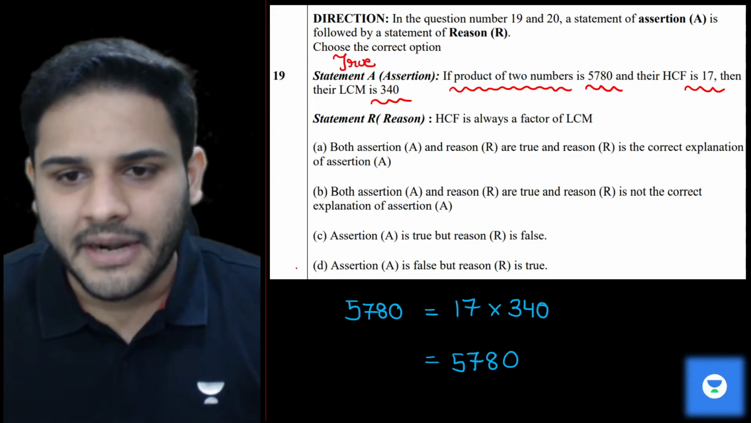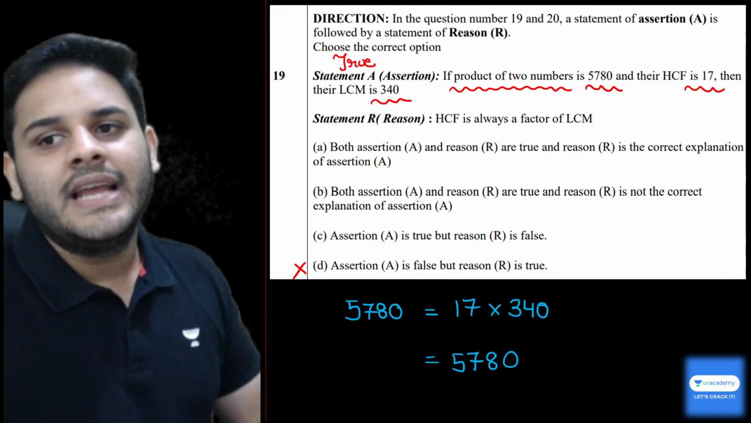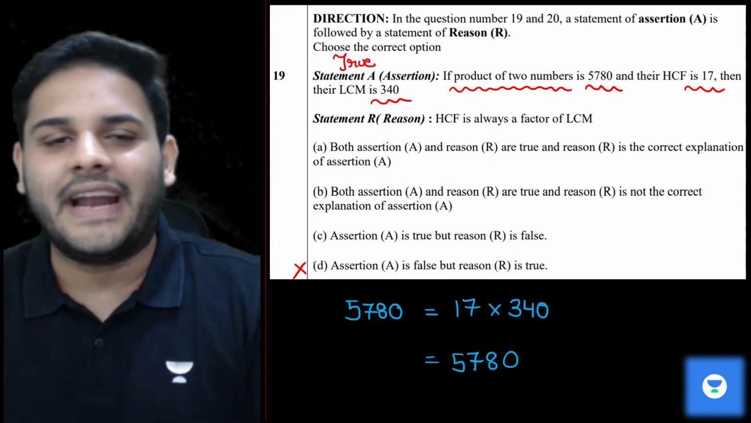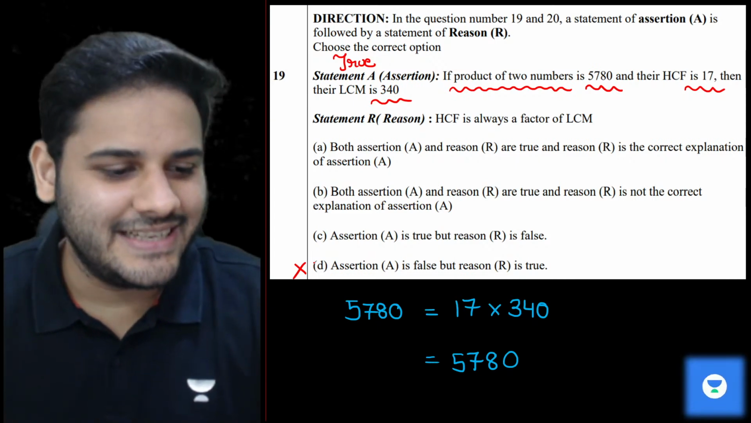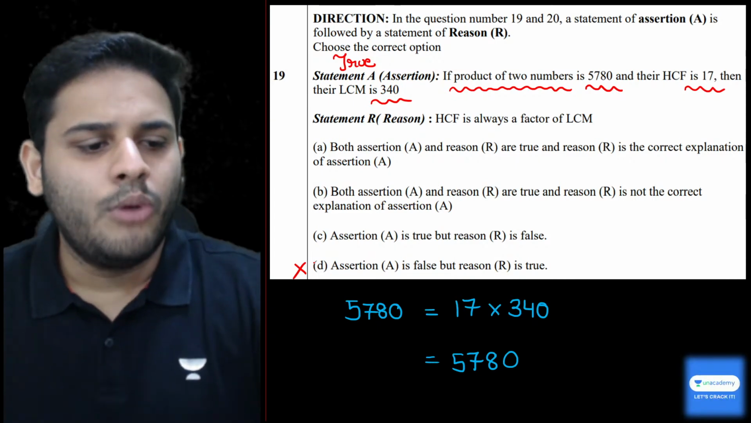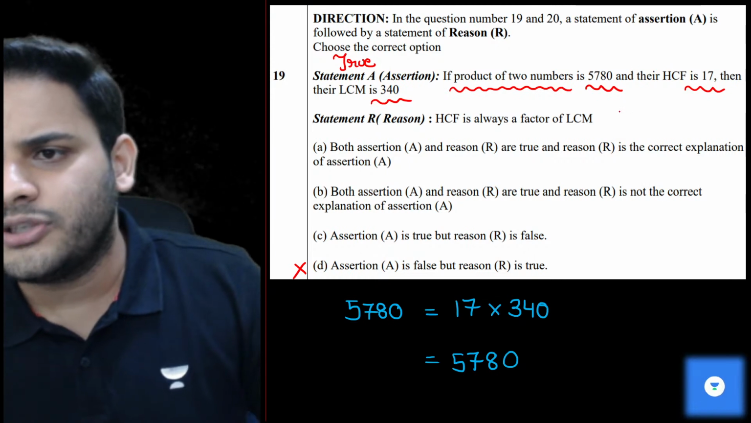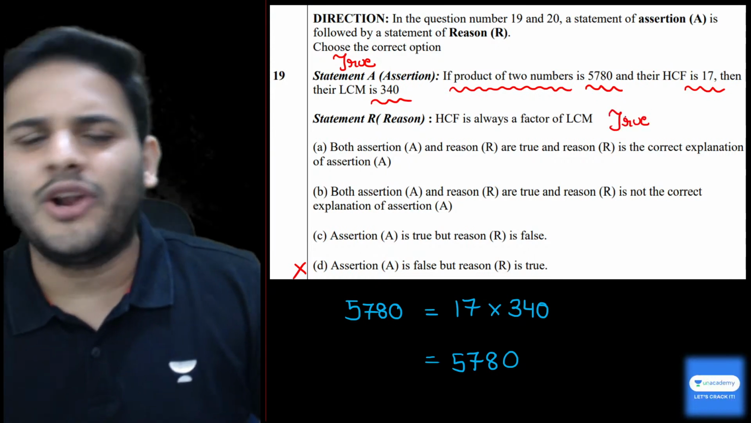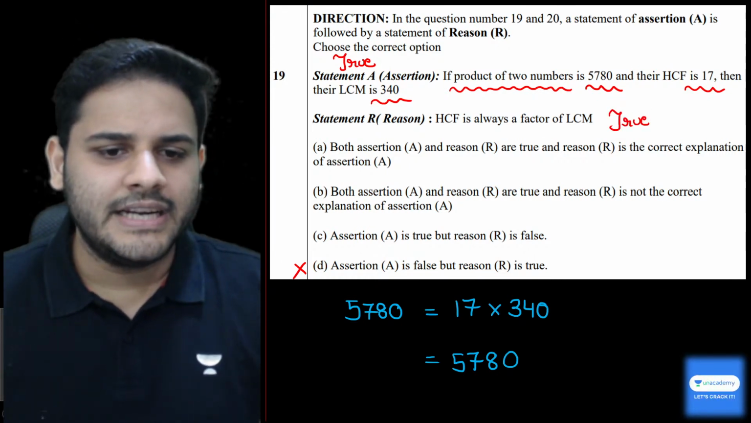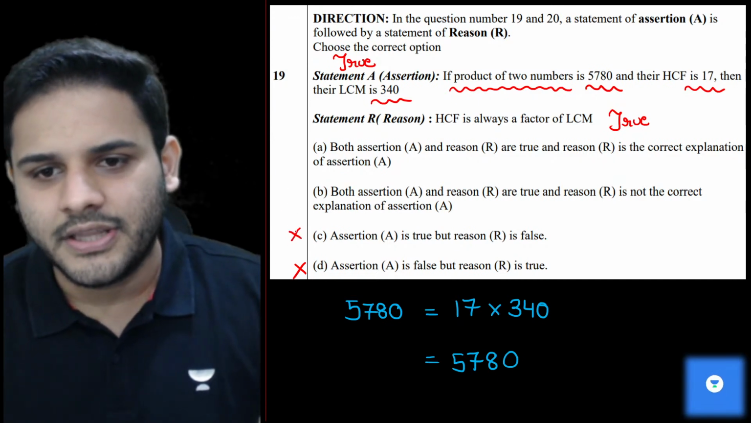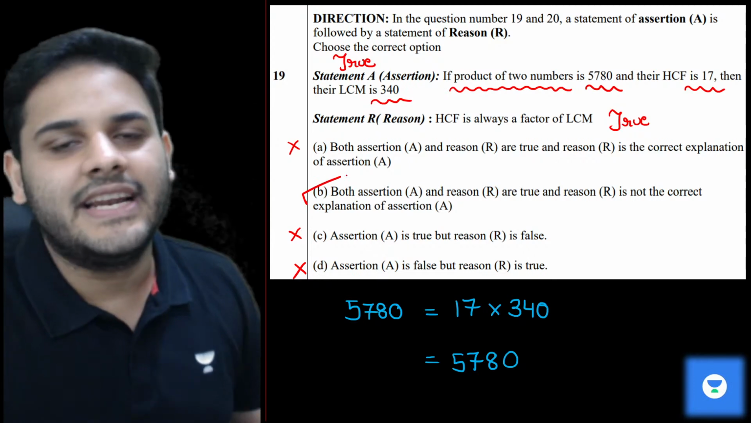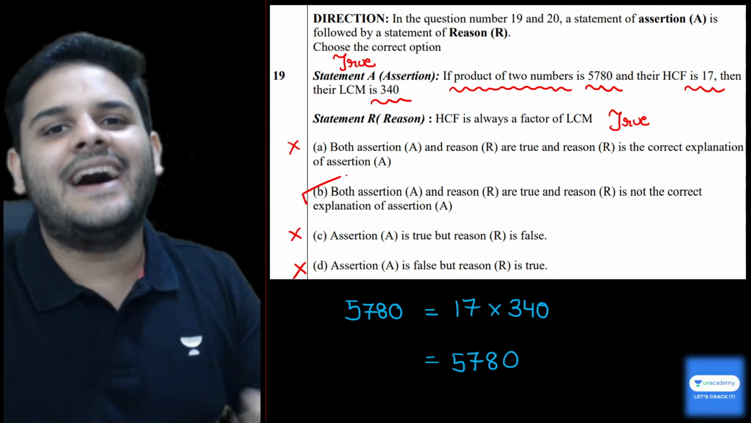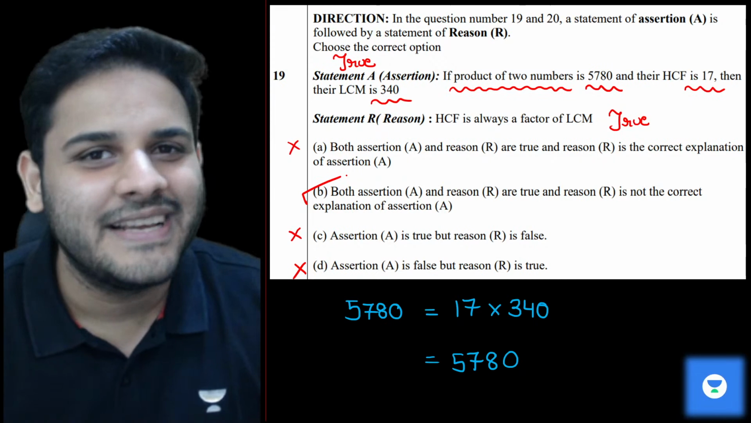Assertion true है. That means D option will not be possible, and HCF is always a factor of LCM. So the correct answer here is both are true. This is also true, but it's not the correct explanation. So the answer is option B, that the assertion and reason both are true, but R is not the correct explanation of A.